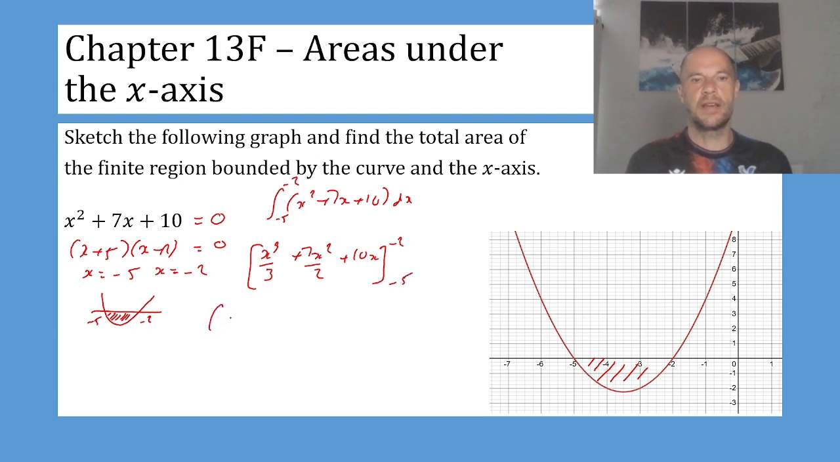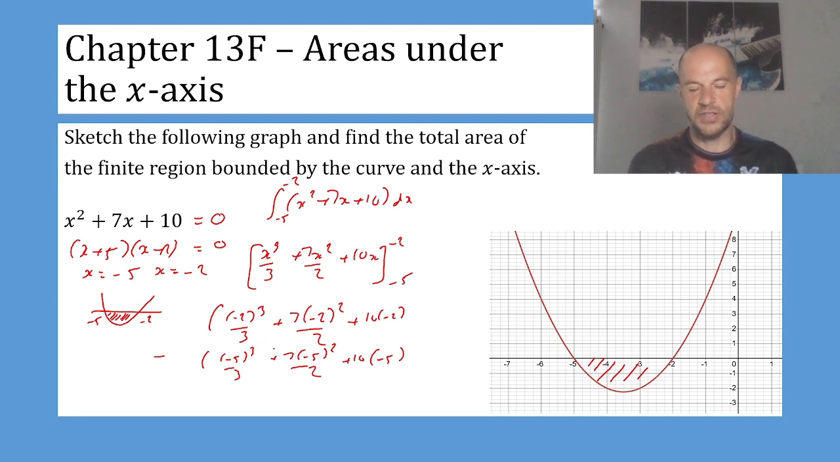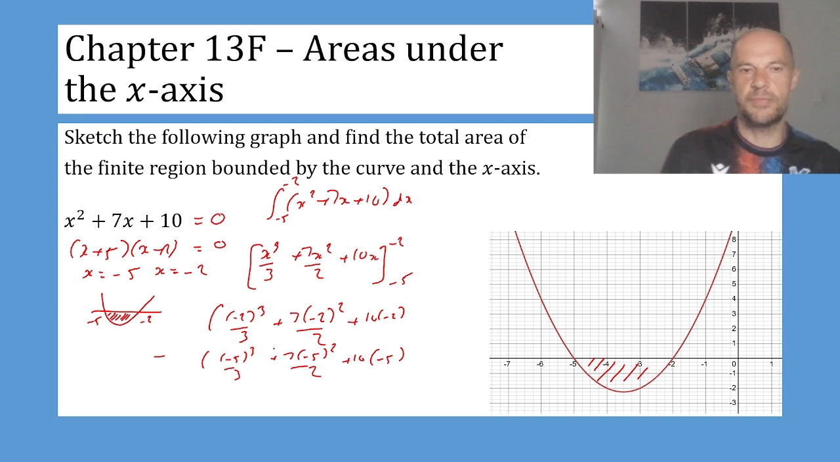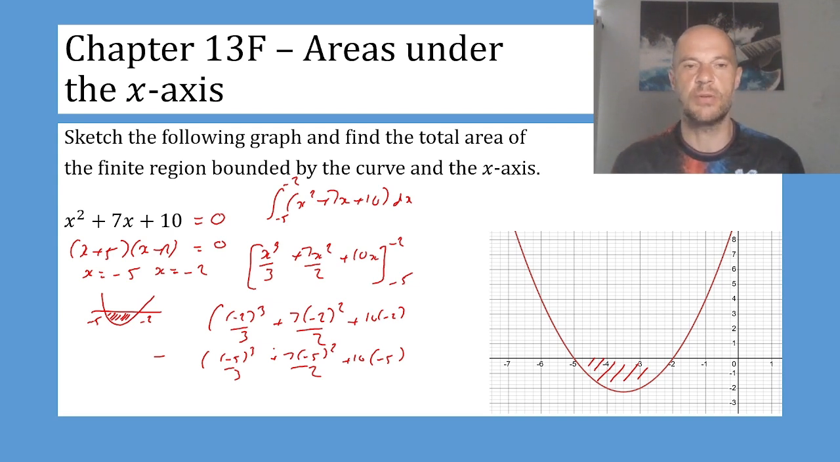So that is going to be minus 2 cubed over 3 plus 7 lots of minus 2 squared over 2 plus 10 lots of negative 2 minus, so minus 5 cubed over 3 plus 7 lots of minus 5 squared over 2 plus 10 lots of negative 5. So let's work these out. So again, I'm just making life easy for myself by putting minus 2 into my calculator, hitting equals, and then just using the answer recall button.